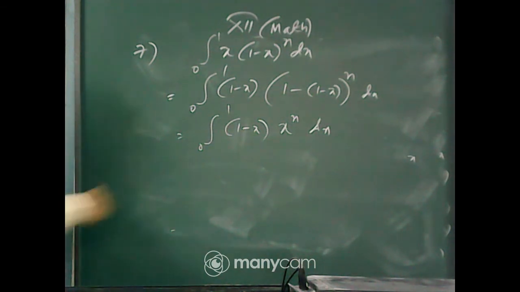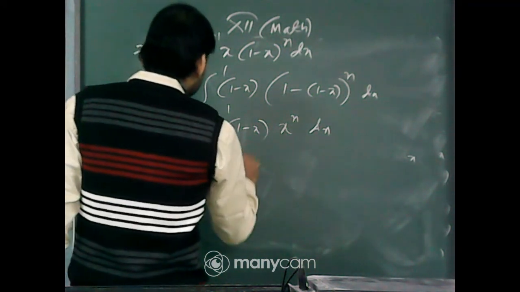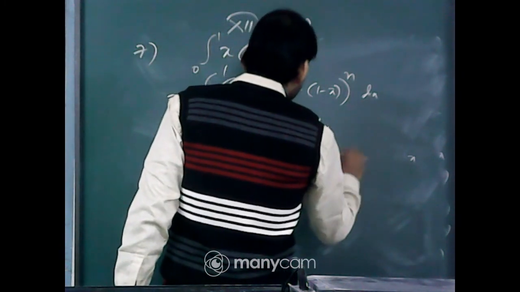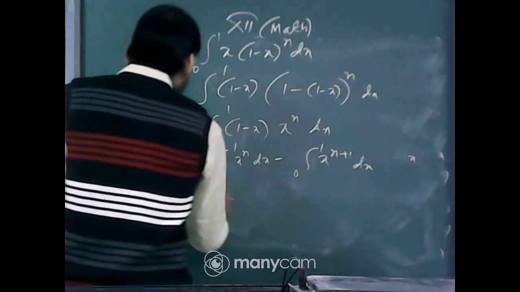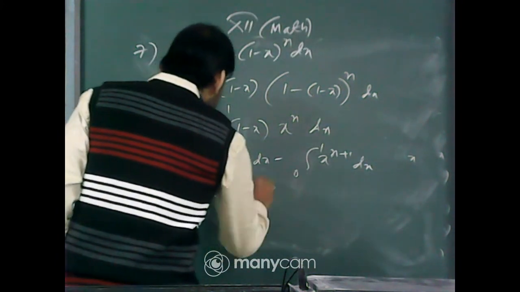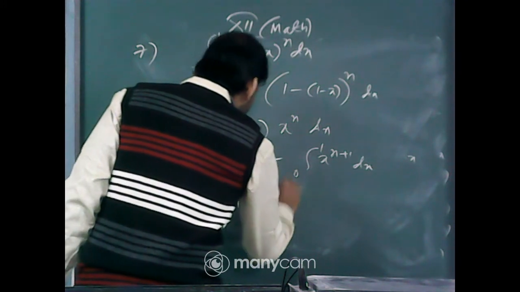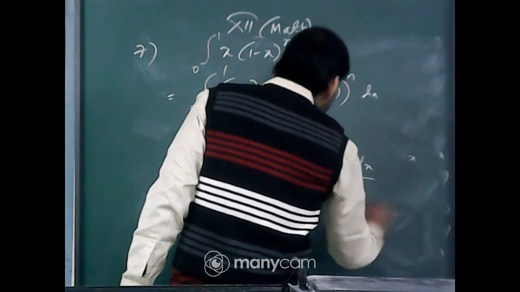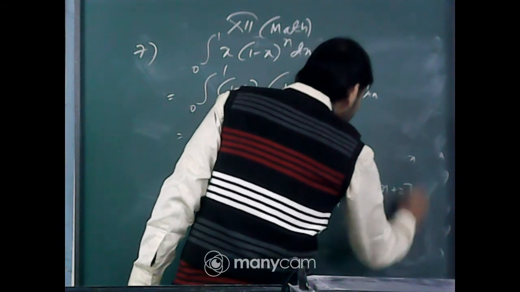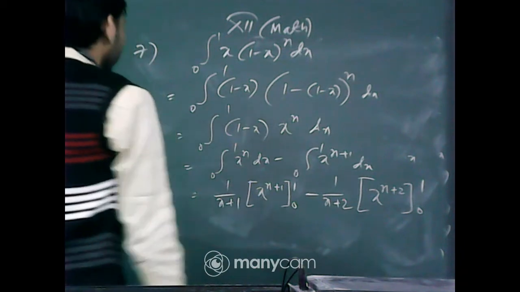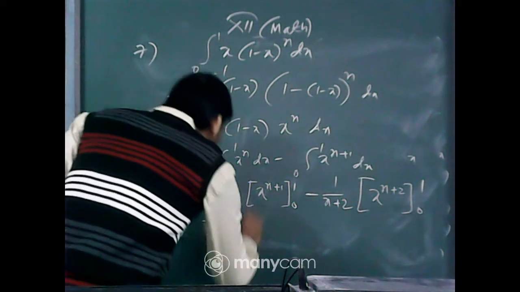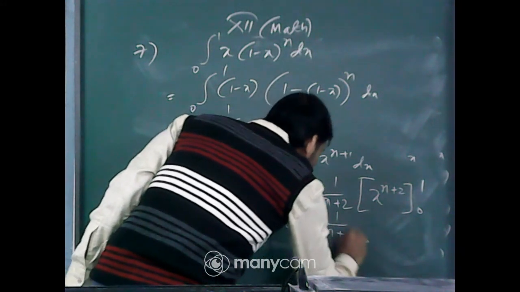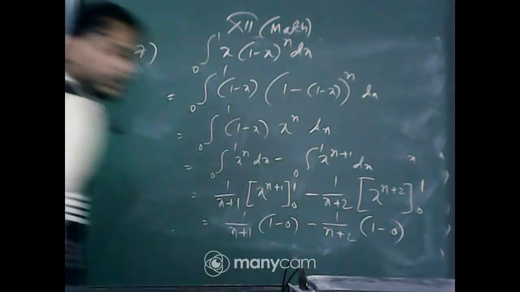Now just break into two integrals, 0 to 1 x to the power n dx minus 0 to 1 x to the power n plus 1 dx. That means 1 by n plus 1 within the third bracket x to the power n plus 1 limit 0 to 1, minus 1 by n plus 2 within the third bracket x to the power n plus 2 limit 0 to 1. Now after putting the limits, it will be 1 by n plus 1 into 1 minus 0 minus 1 by n plus 2 into 1 minus 0. Okay?